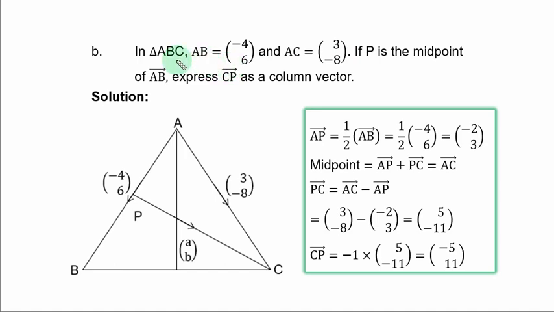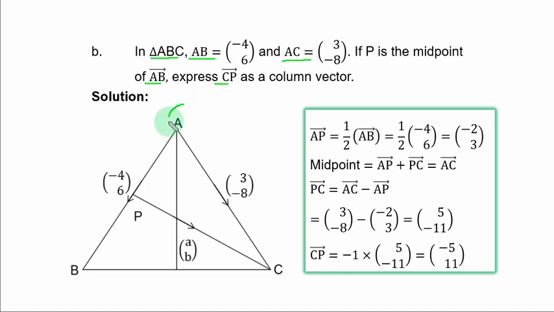Question 13b. In triangle ABC, vector AB is equal to the column vector minus 4, 6. Vector AC is equal to the column vector 3, minus 8. If P is the midpoint of AB, express vector CP as a column vector.